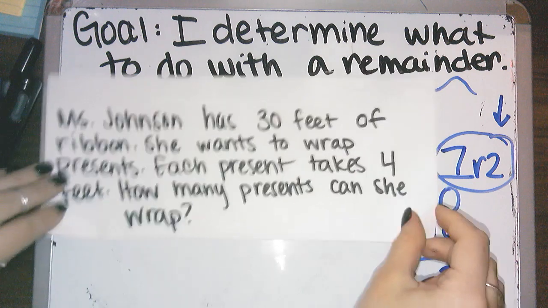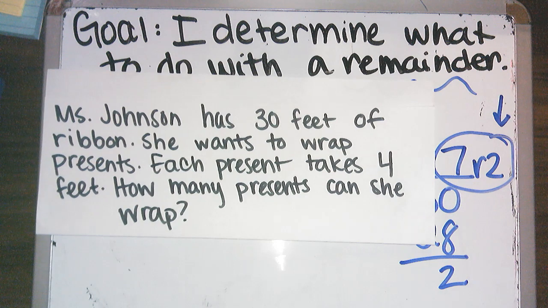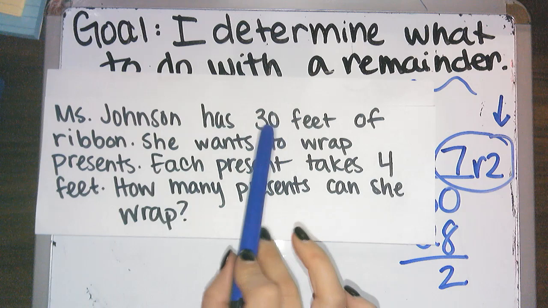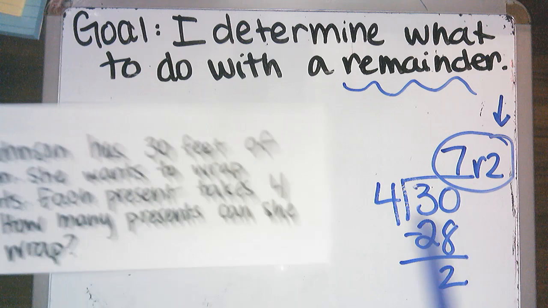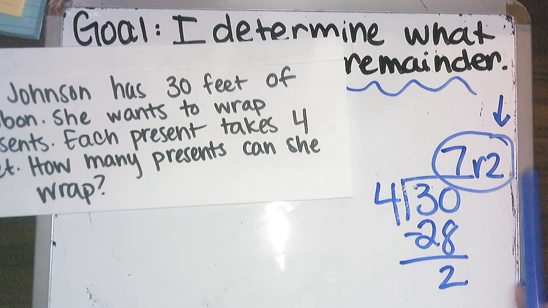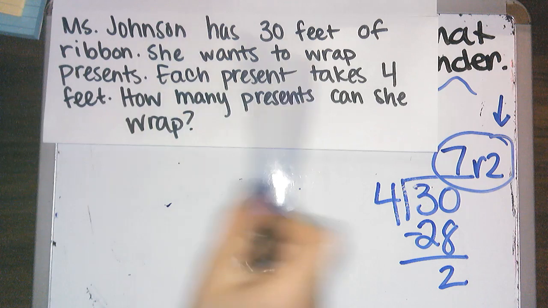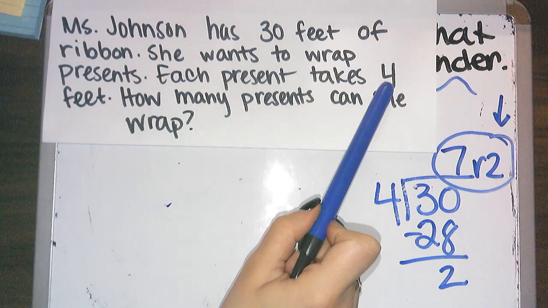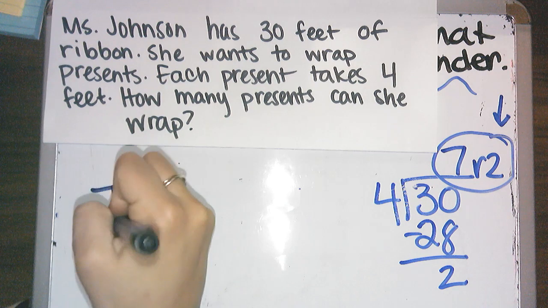So here is our first problem. Miss Johnson has 30 feet of ribbon. She wants to wrap presents. Each present takes 4 feet. How many presents can she wrap? If I have 30 feet and each present takes 4 feet, I need to do 30 divided by 4, and I get 7 with a remainder of 2. If I have 2 feet of ribbon left over, I cannot wrap a present because it takes 4 feet. So I would be able to wrap 7 presents.